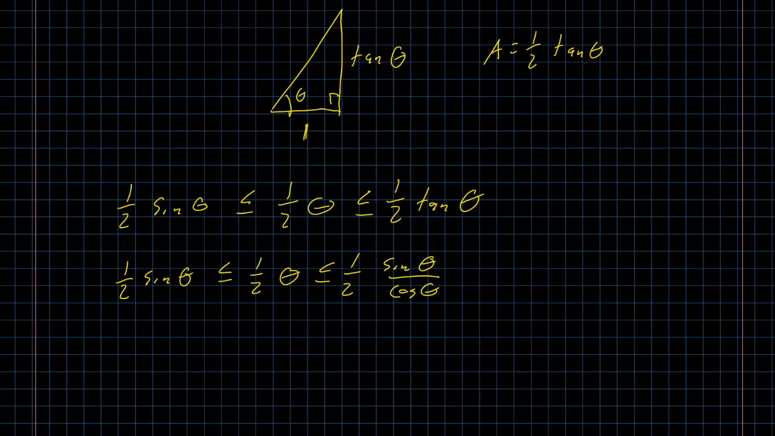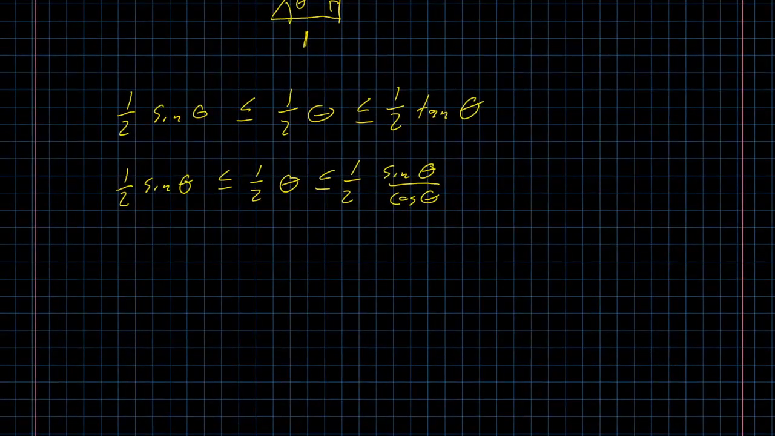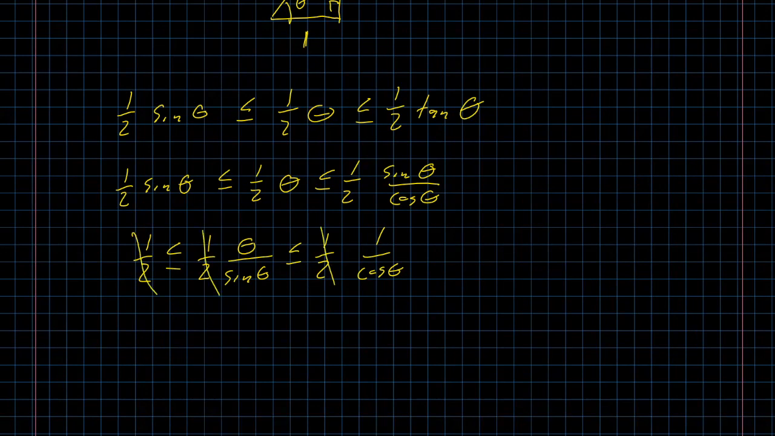And if we divide all three sides of this equation by sine of theta, I'll get that 1/2 is less than or equal to 1/2 theta divided by sine theta is less than or equal to 1/2 times 1 over cosine theta. Now, I also notice that I have a bunch of 1/2s. I might as well get rid of those at the same time. So 1 is less than or equal to theta over sine theta is less than or equal to 1 over cosine theta.